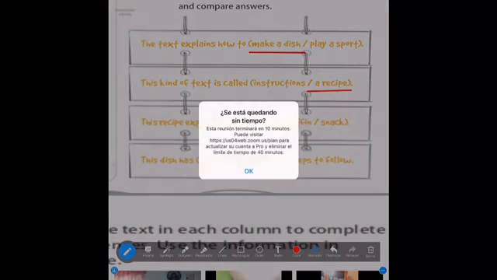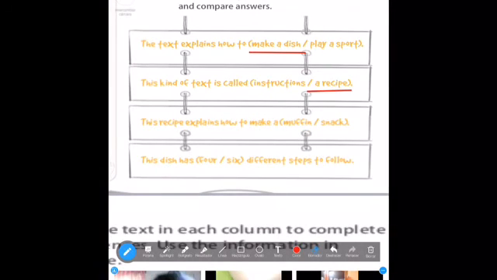Next, Baez, the number 3. Baez, the number 3, please. Activate your audio. There you go. Okay, thank you. This recipe explains how to make a snack. A snack. Excellent. You did very well.